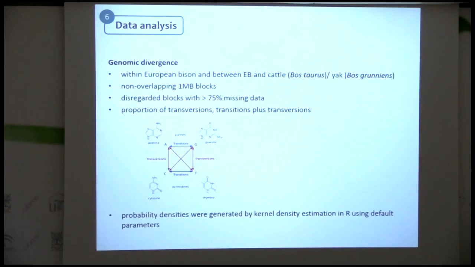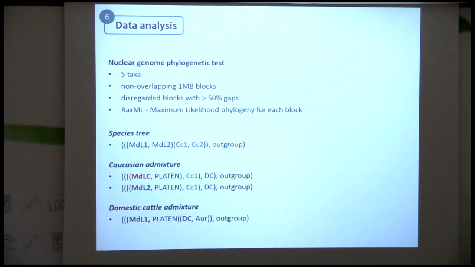I estimated genomic divergence within European bison and also between European bison and domestic cattle and yak. Genomic alignments were divided into non-overlapping 1 megabase blocks, and for each block with sufficient data, we estimated the proportion of transversions or transitions plus transversions. And then we generated probability densities in R.